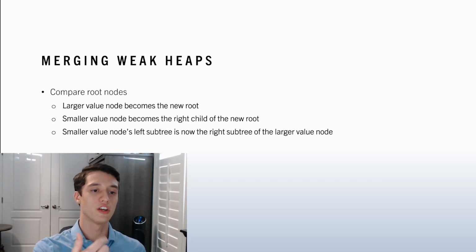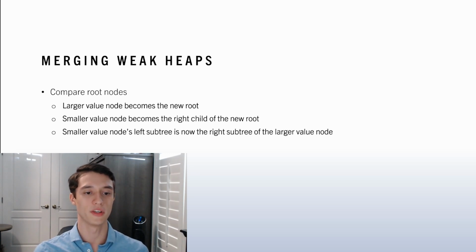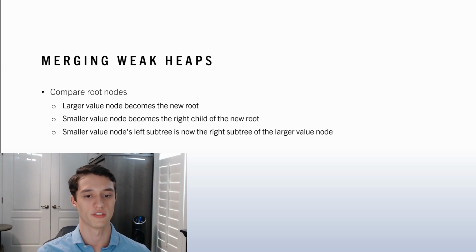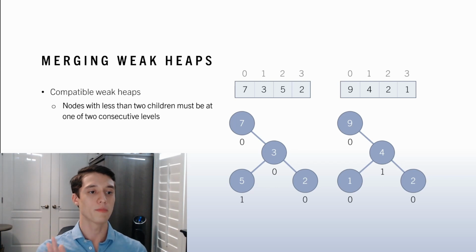The larger value node has become the new root, and the smaller value node becomes the right child of the new root. And then the smaller value node's left subtree, which didn't exist before, is going to become the right subtree of the larger value node. So let me show you this. We're going to have two compatible weak heaps.